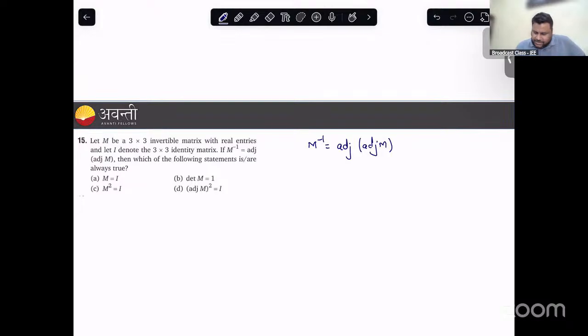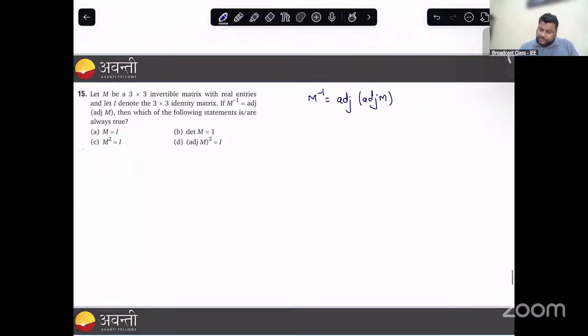See, let M be a 3 by 3 invertible matrix with real entries. I denotes the 3 by 3 identity matrix and M inverse is adjoint of M. Which of the following is or are true? Multi-correct question it is. First of all, let us somehow rectify this. See, I have already taught you M into adjoint of M will be determinant of M into I, yes or no?